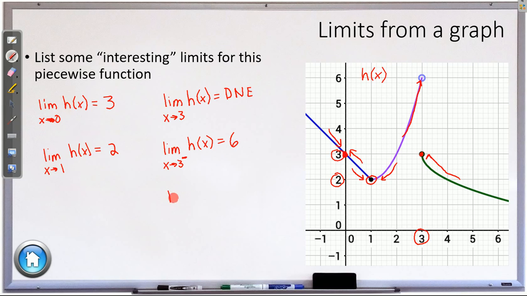And if we do the other one, the limit as x approaches 3, but we're coming from the right side, and think positive numbers are on the right side. So we put a little plus there. That means we're coming from the right. What number are we coming to from there? 3.